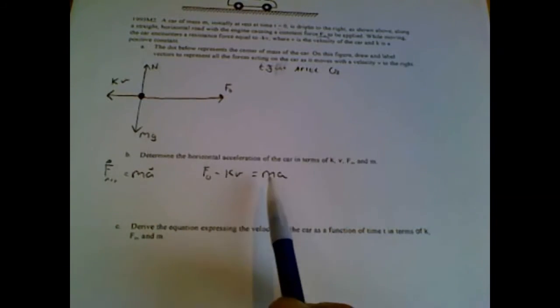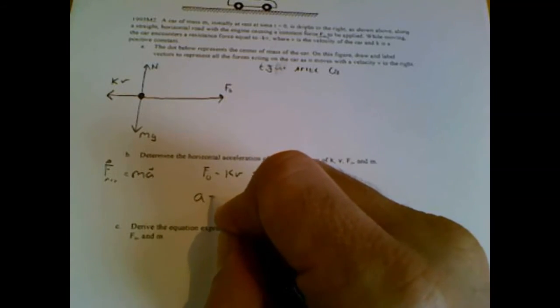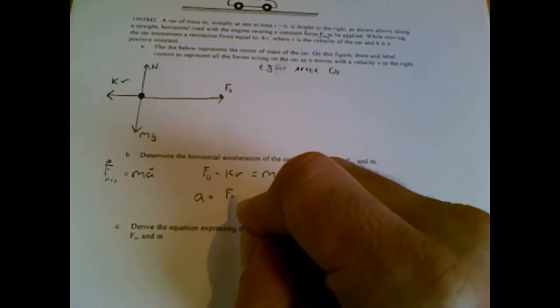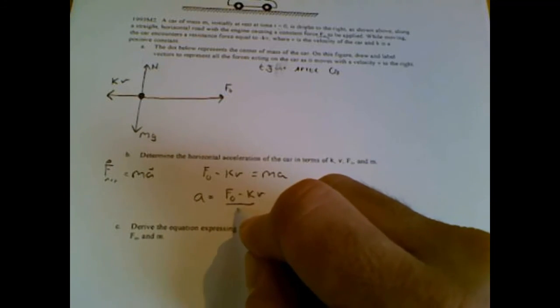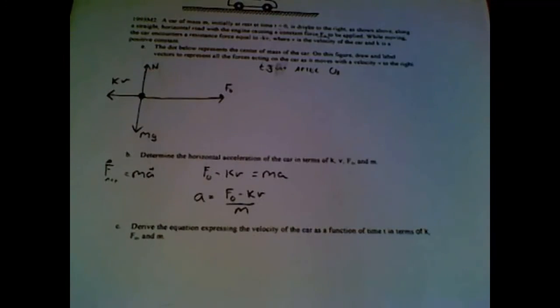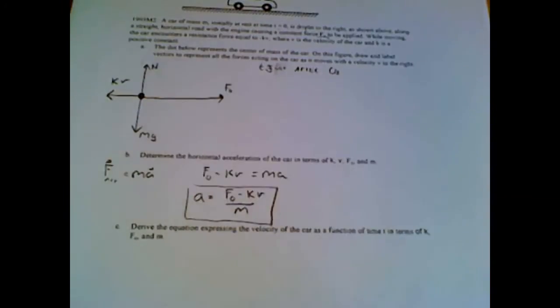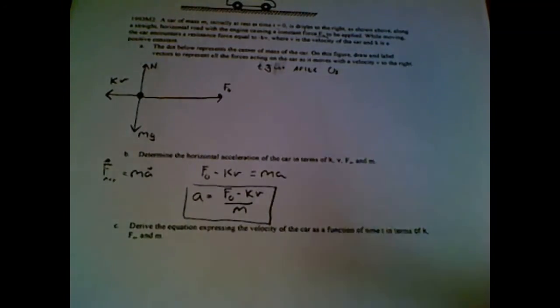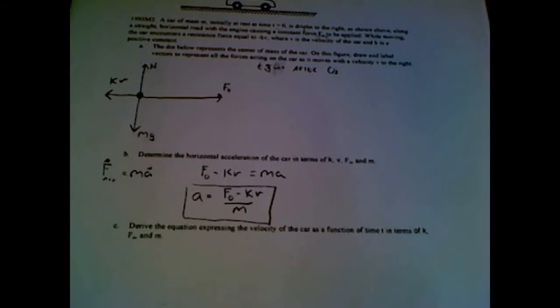Going back to determining the acceleration, now I'm just going to rearrange. And I have acceleration is equal to F naught minus kv over m. That is my expression for acceleration. Now, these two portions are going to come into play a little bit later towards the end of our problem.